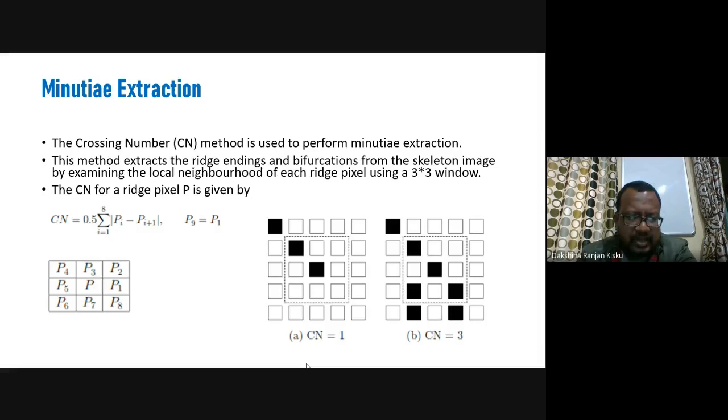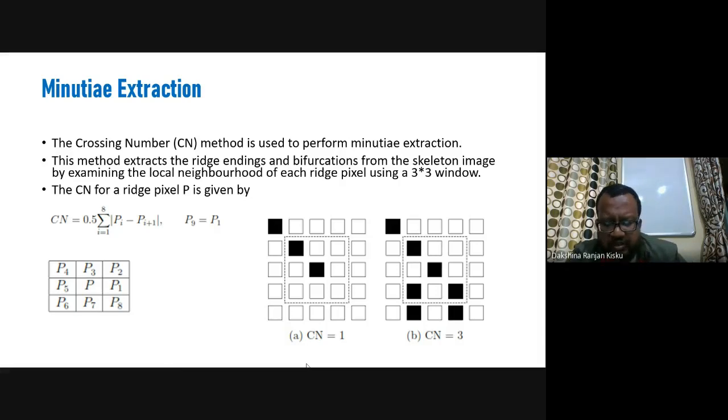This difference is calculated over the local neighborhood, where i will vary from 1 to 8. If we define a local neighborhood or a 3x3 window for every pixel in the skeleton image of the fingerprint, then P is the center pixel, and P1 to P8 are the local neighborhood pixels around the center pixel P. For every pixel in the skeleton image, we will define this local neighborhood or 3x3 window. In the 3x3 window, our objective is to get the crossing number for the center pixel. This crossing number for the center pixel will be obtained by this given equation.